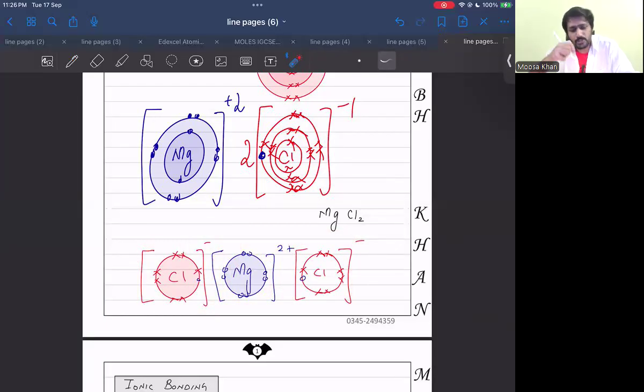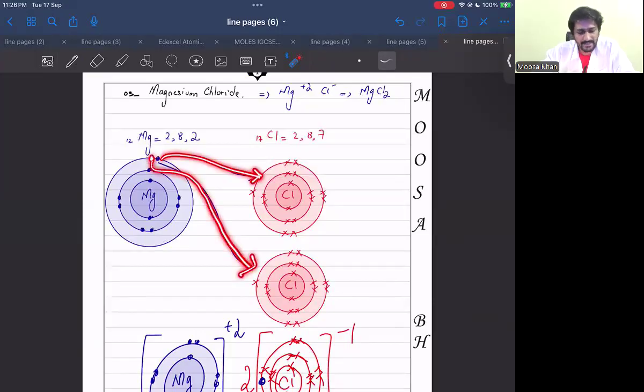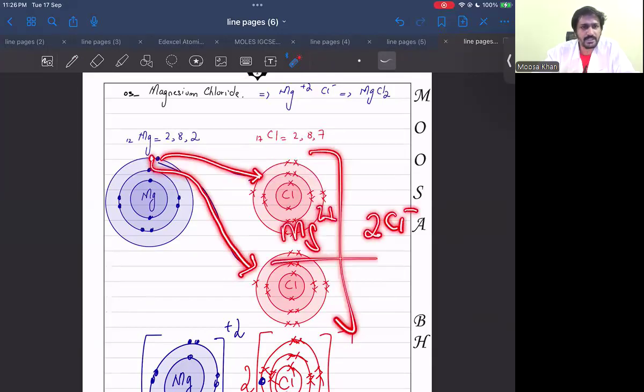Because magnesium is losing two. Now if each magnesium atom is losing two electrons, so it means one of the electrons will go to one chlorine atom, the other electron will go to the other chlorine atom. That's why we have two chloride ions in the end for one magnesium ion. Got it?